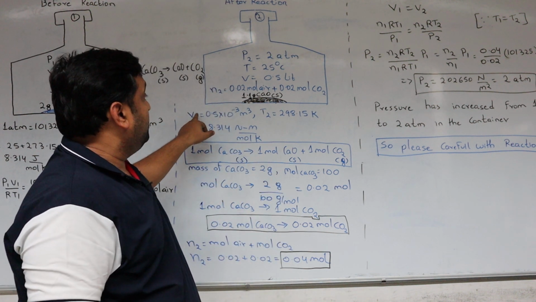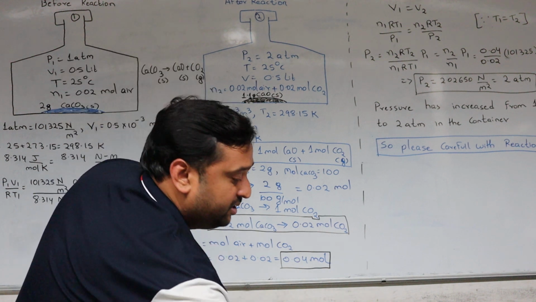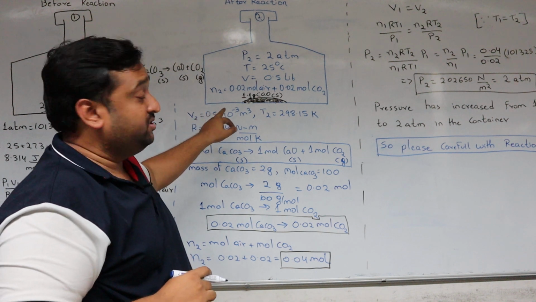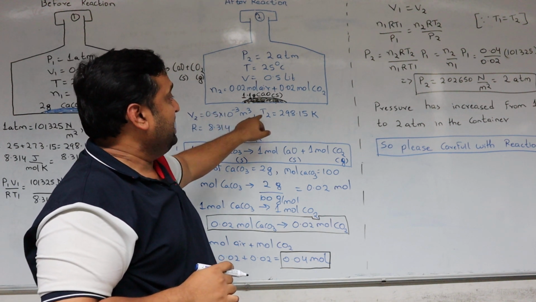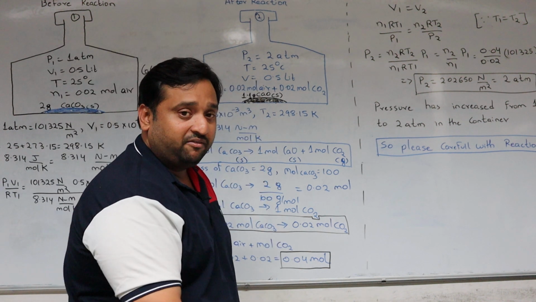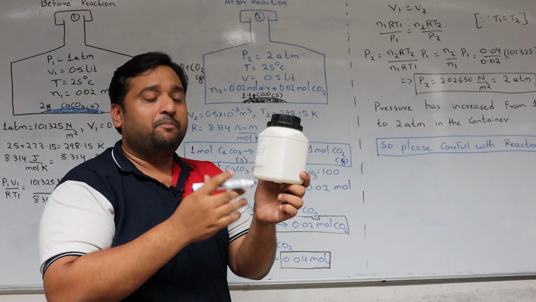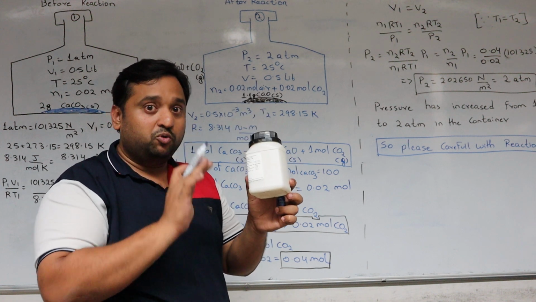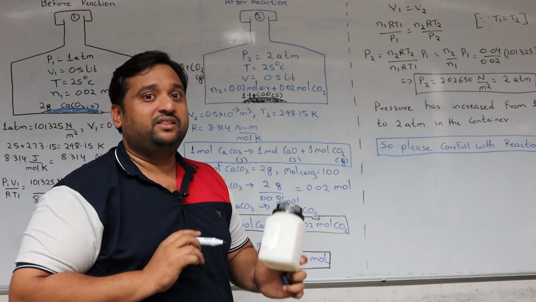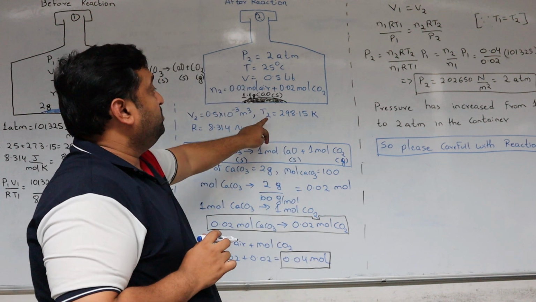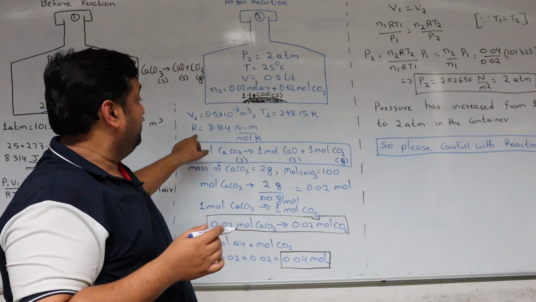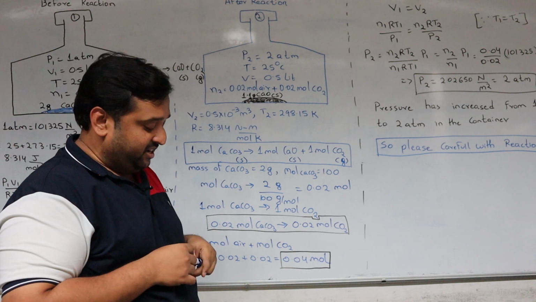This is V2. Initial volume and final volume are the same, 0.5 into 10 power minus 3 meter cube. Temperature: after the reaction, the temperature might have risen, so what I do after the reaction is cool it down to room temperature. Then I start measuring the pressure. T2 is 298 Kelvin, the same room temperature. R is the same, and this is where the reaction comes in.